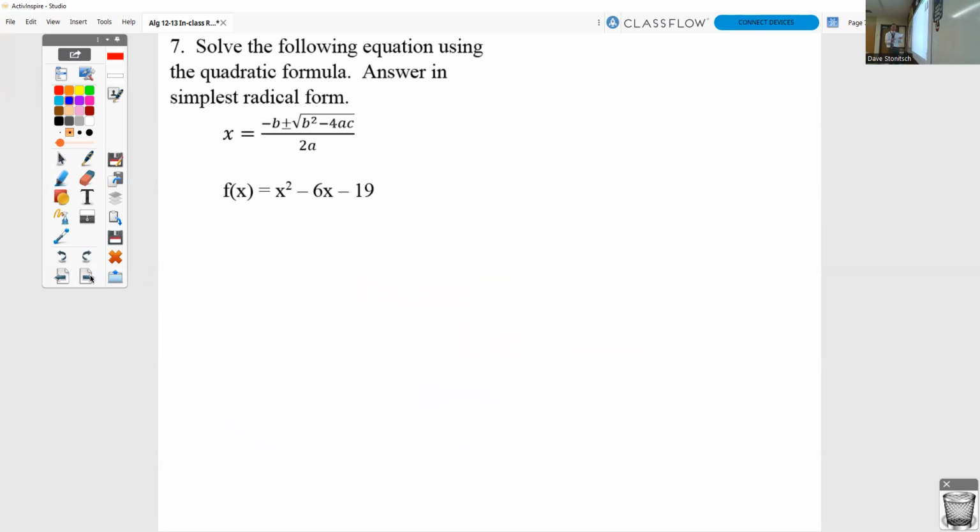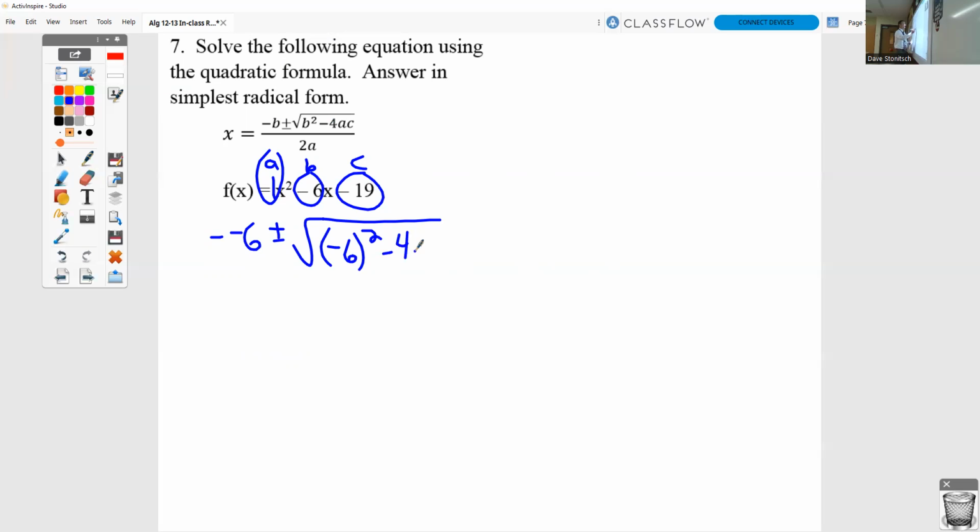In question number 7, use the quadratic formula. So remember, this is your A value, this is your B value, and this is your C value. So we have negative B, negative of negative 6, plus or minus the square root of B squared, again, inside parentheses, very important that you do that, otherwise you'll get the wrong answer on your calculator, negative 6 squared, minus 4 times A times C, all over 2 times A.